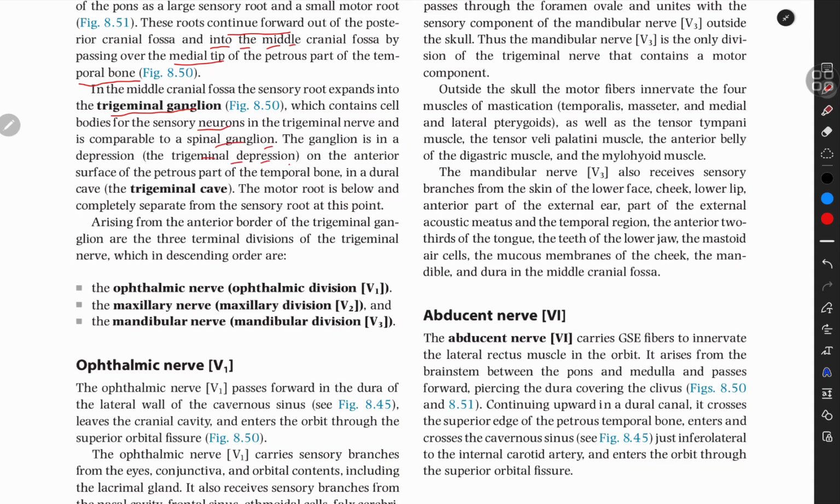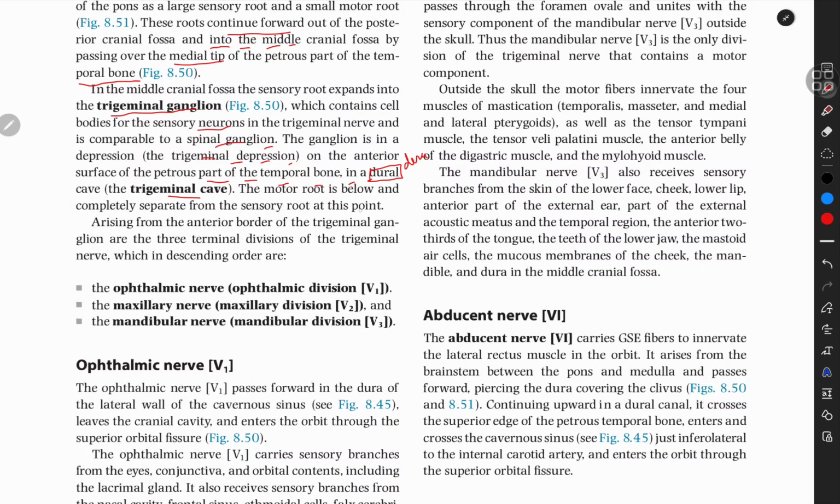The ganglion is in the trigeminal depression on the anterior surface of the petrous part of the temporal bone, in a dural cave, the trigeminal cave. This is not important because the dura mater is not included in the syllabus right now.